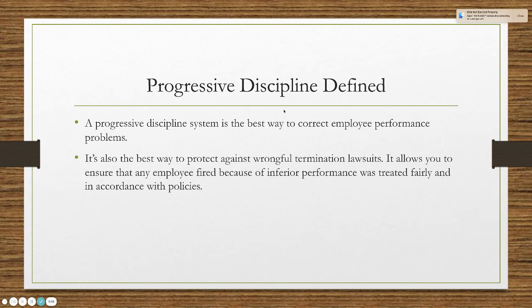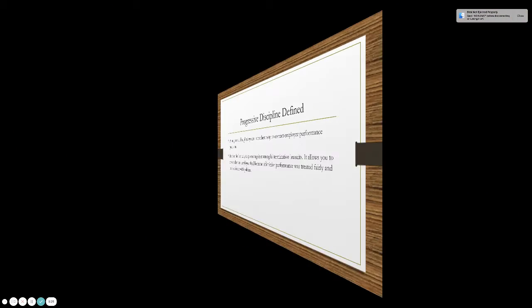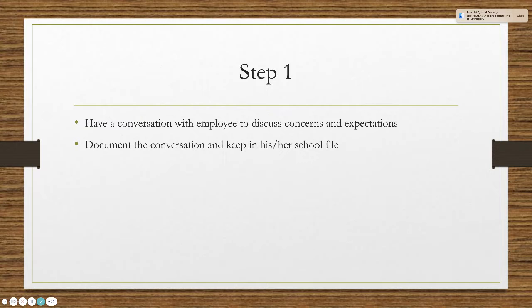Progressive discipline defined. A progressive discipline system is the best way to correct employee performance problems. So it's a step-by-step approach. We try to catch those problems early, and see if we can go ahead and correct those things early as often as possible. The first step is just to have a conversation with you about a concern or expectation.